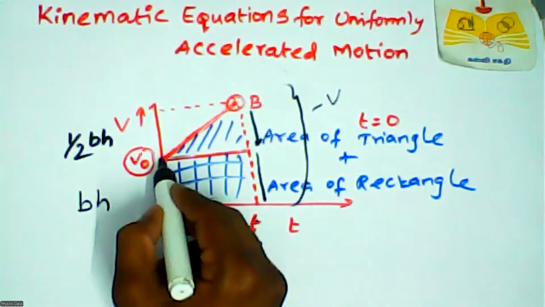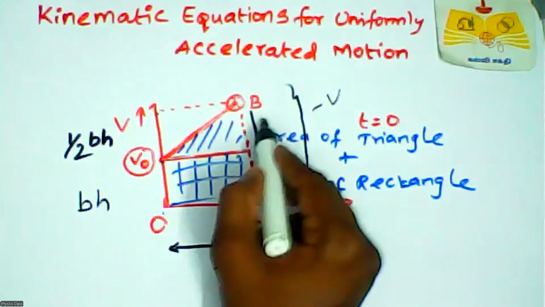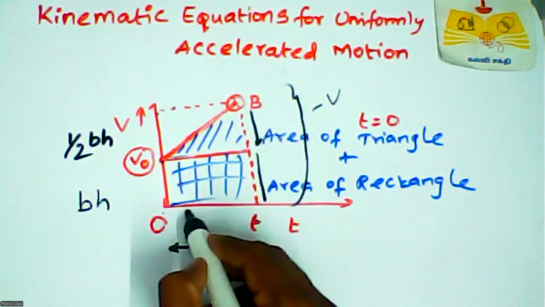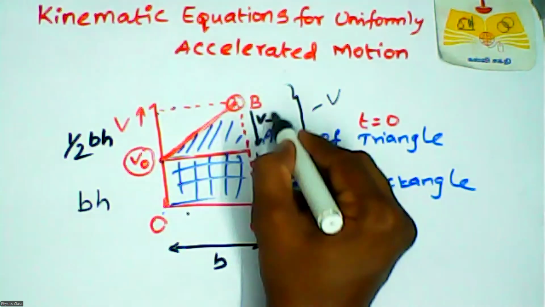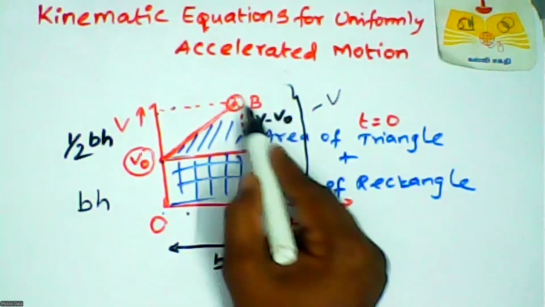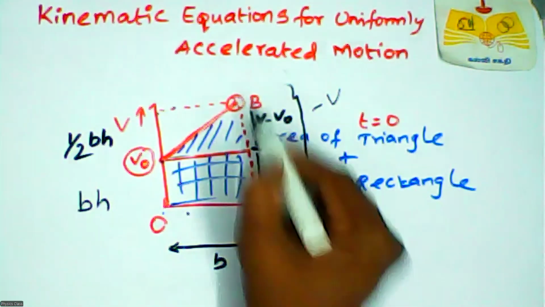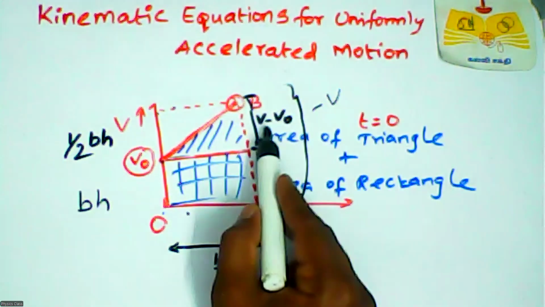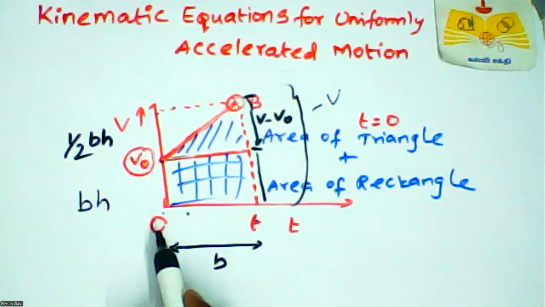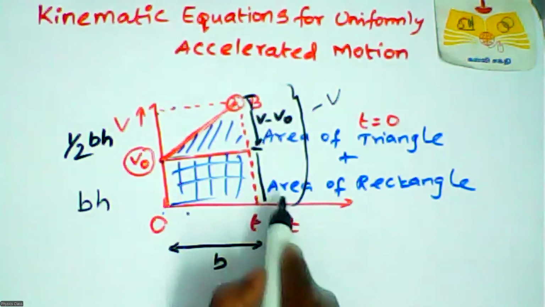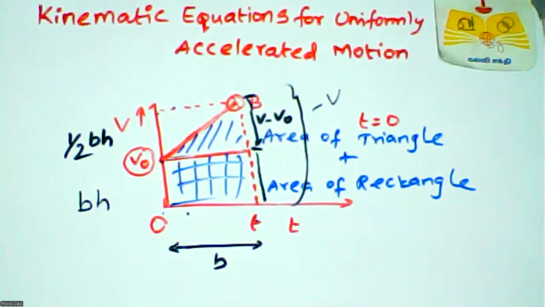But from this position to this position, the height means v minus v naught. So v minus v naught is the height for that triangle only. From this to this is the height of that triangle. Then what is the height of the rectangle? If you know the answer, please unmute yourself and tell that answer.